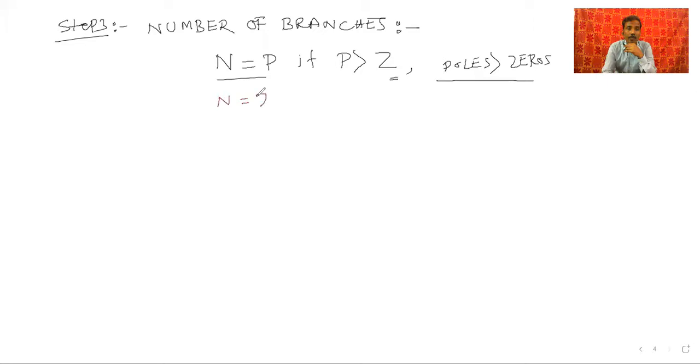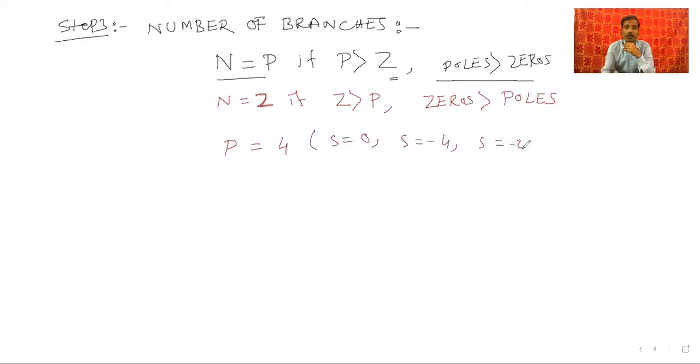And n equals to z if z is greater than p, that means zeros greater than poles. So this is the definition for number of branches. In this problem, number of poles equals to four, and the pole positions are s equals to zero, s equals to minus four, s equals to minus two plus 3j, and s equals to minus two minus 3j. And number of zeros equals to 0. That means number of branches n equals to 4, because 4 is greater than 0, or number of poles is greater than number of zeros.